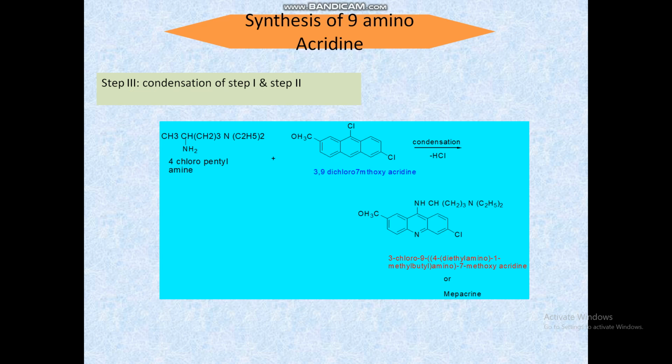The uses of acridine: we can treat the erythrocytic stage of malaria. It was used in treating blackwater fever and also has anthelmintic activity against intestinal parasites. It is eliminated slowly, and it also has side effects.